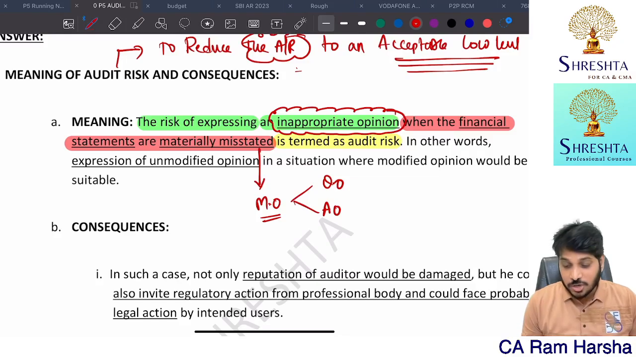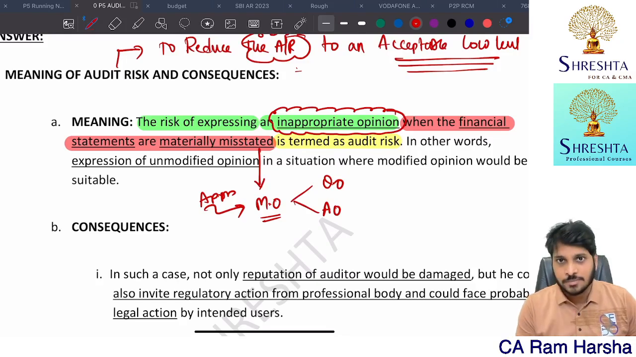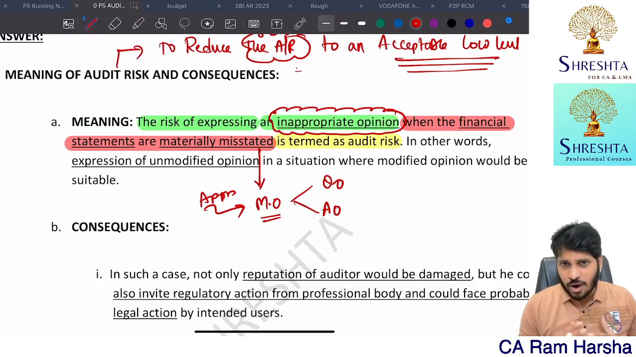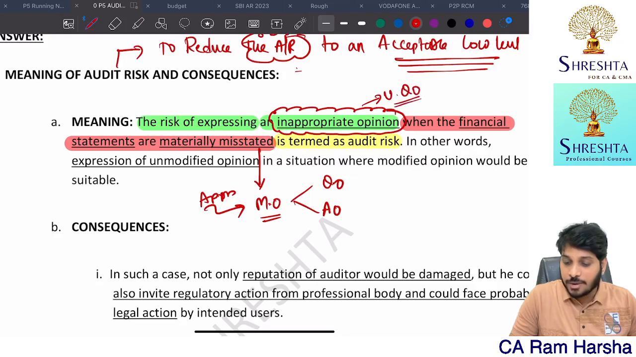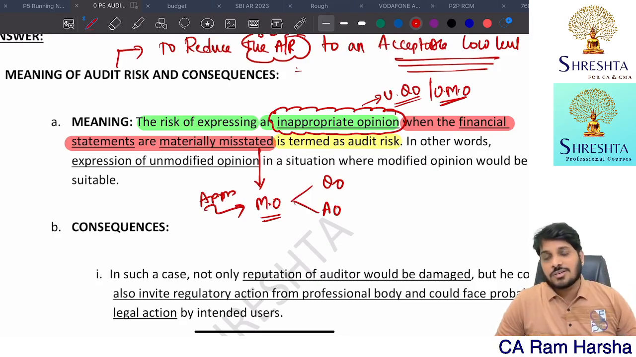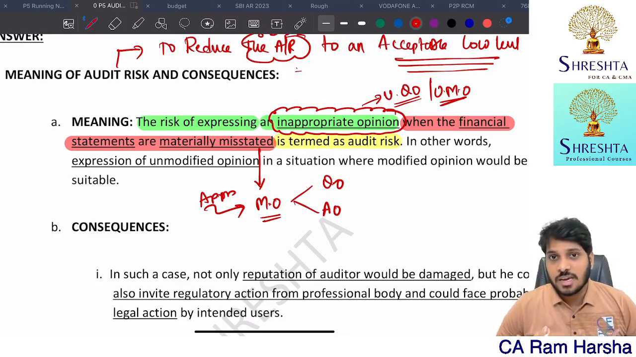When financials are materially misstated, what is the appropriate opinion? Modified. But instead of giving a modified opinion, which opinion am I giving inappropriately? What if I give an unqualified opinion? What if I give an unmodified opinion? This is audit risk: the risk of giving an unmodified opinion.